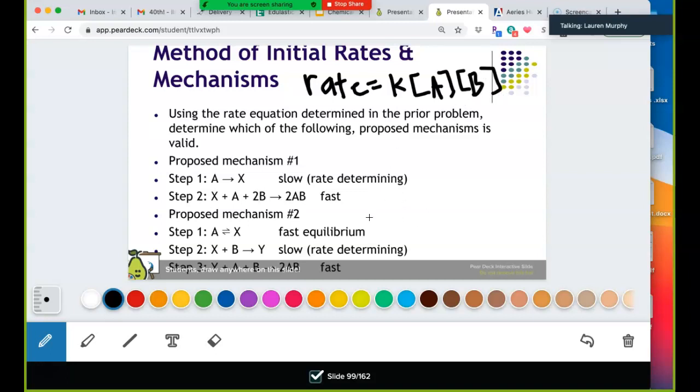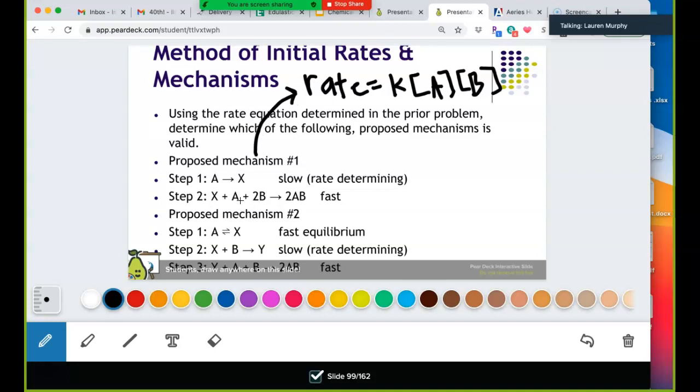And now they're also going to propose a mechanism. Before, we were given mechanisms and wrote rate laws. Now we're writing rate laws and going to check out mechanisms to see if they line up with what our predicted rate law is. So look at proposed mechanism 1. They're saying, hey, could this be a mechanism that would follow this rate law?